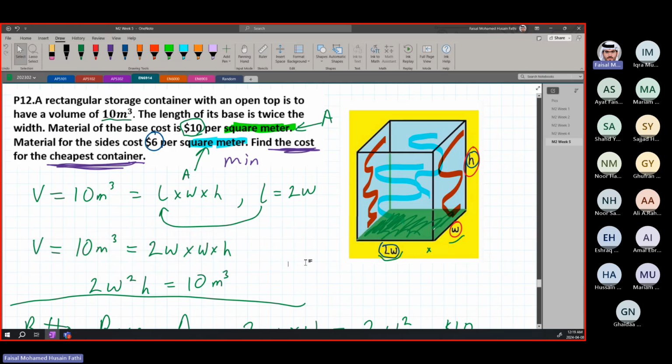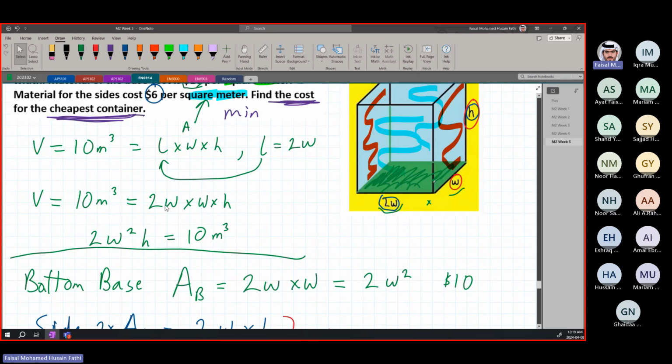Let me just do a quick recap again here of what we did. The question says a rectangular storage container with an open top has a volume of 10 meters cubed. It means we know that the volume is 10 meters cubed, so length times width times height is 10 meters cubed. The length of its base is twice the width, so the length is equal to 2 times W. So we're going to just substitute the L for 2W, and then we're going to find the new equation, which is 2W times W times H for the volume. And if we simplify it, 2W squared H is equal to 10 meters cubed.